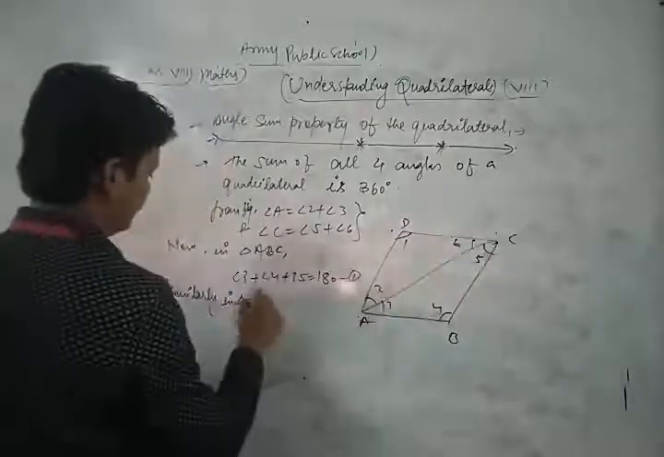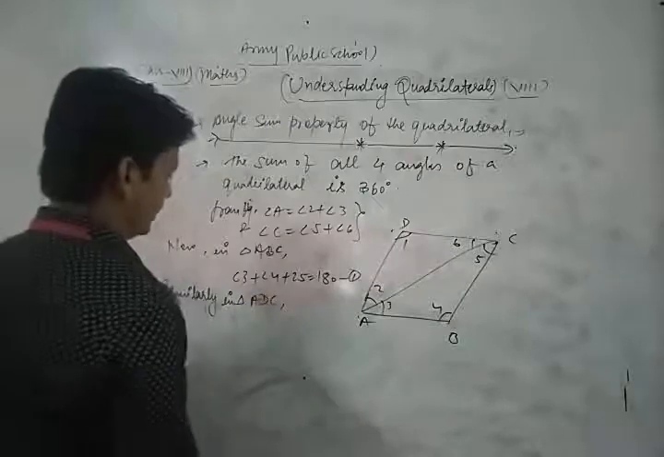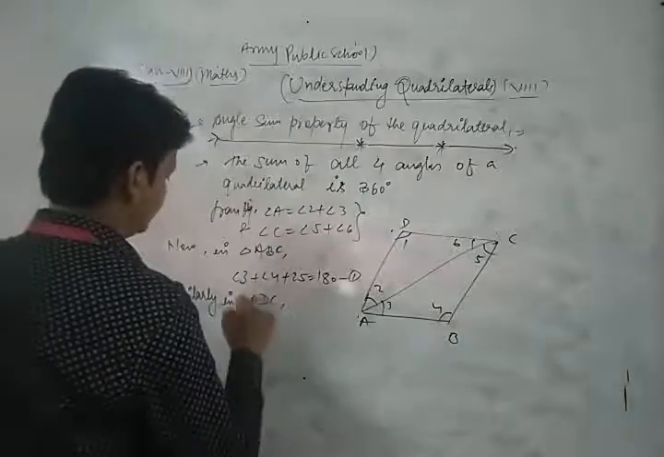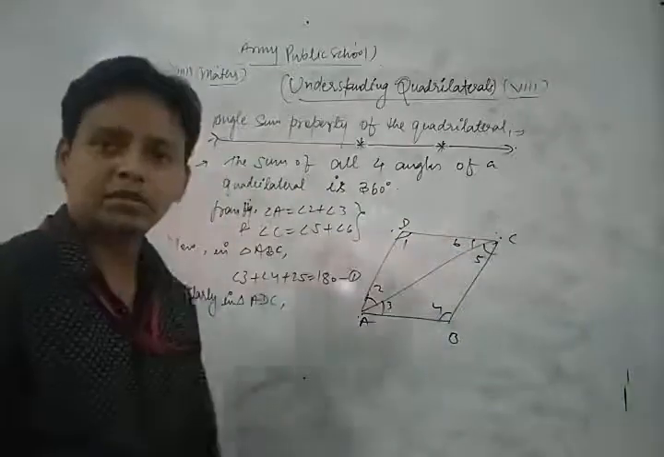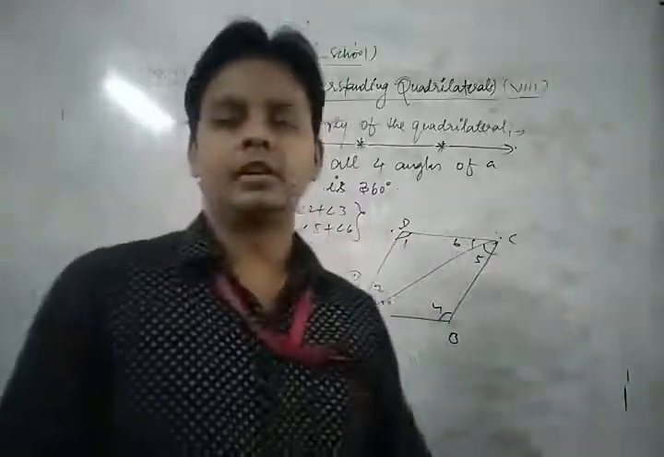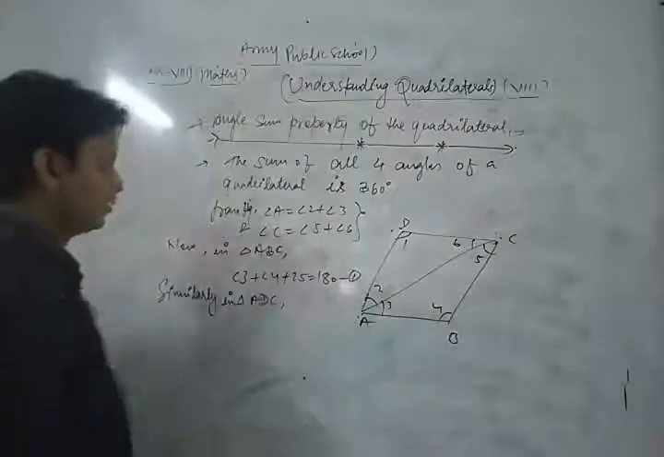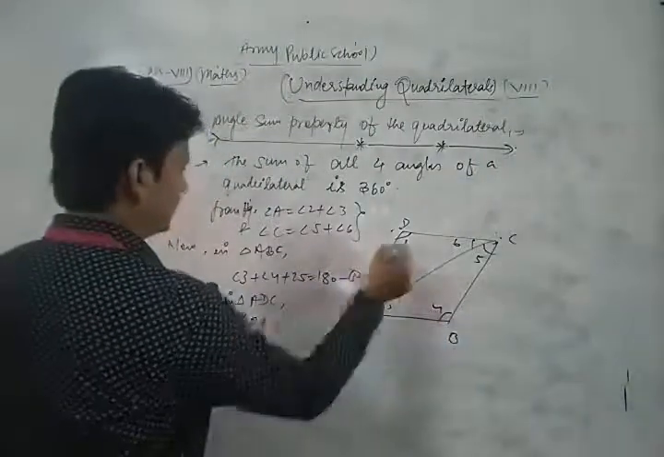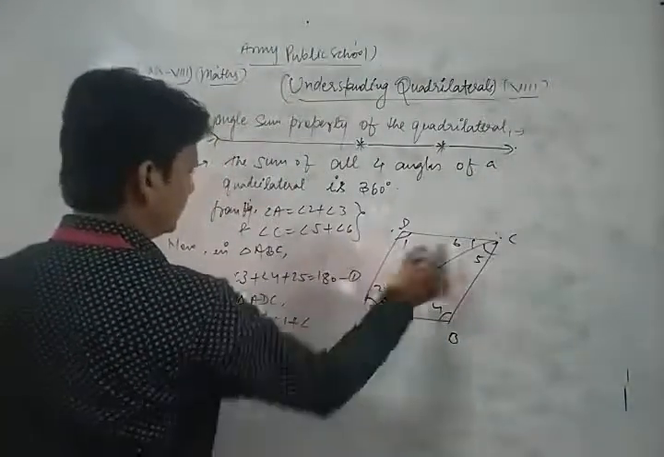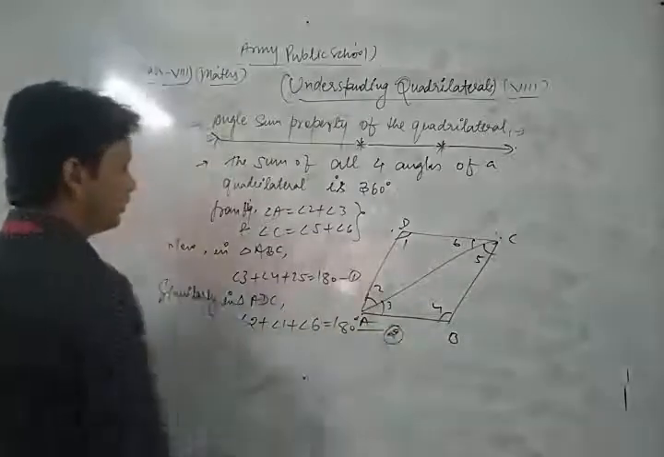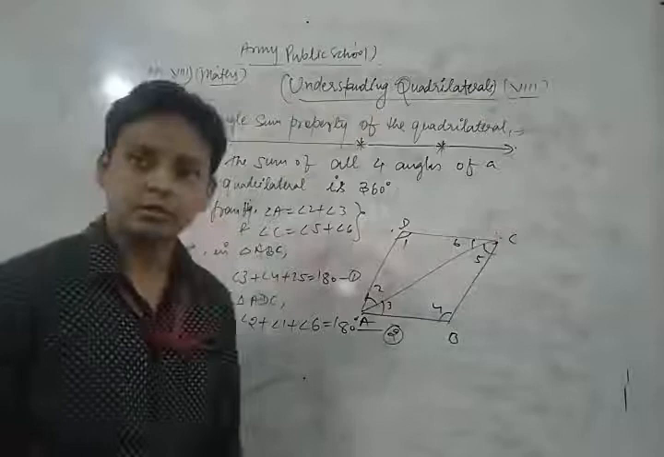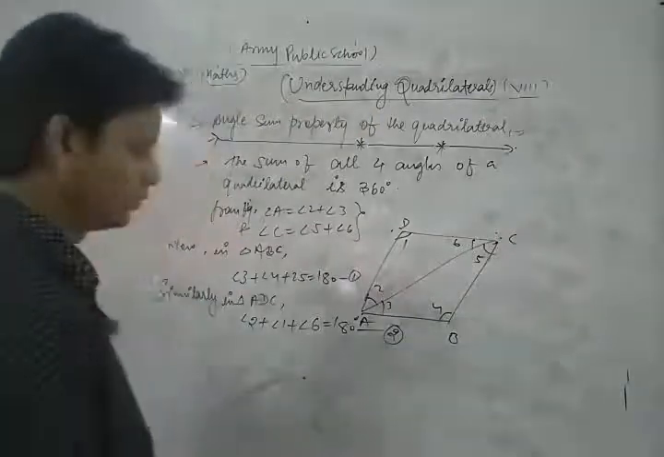Similarly, in triangle ADC, again we apply the angle sum property of the triangle, which means the sum of all angles of a triangle is 180. So angle 2 plus angle 1 plus angle 6 is equal to 180. Take this as equation number 2. Now what do I do? We add equations 1 and 2.